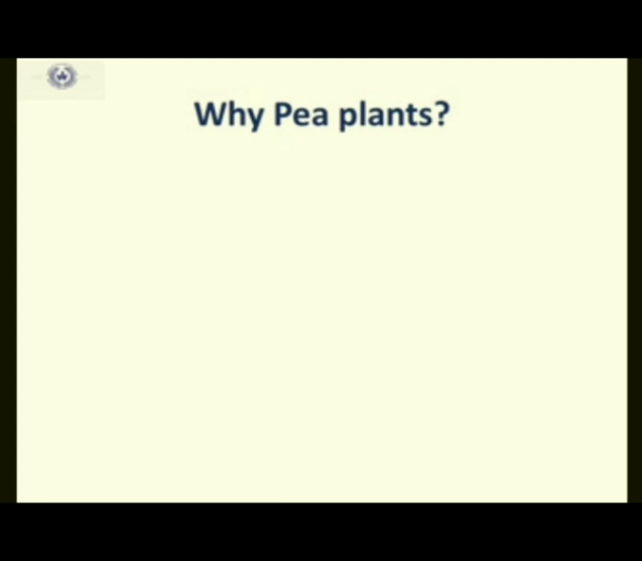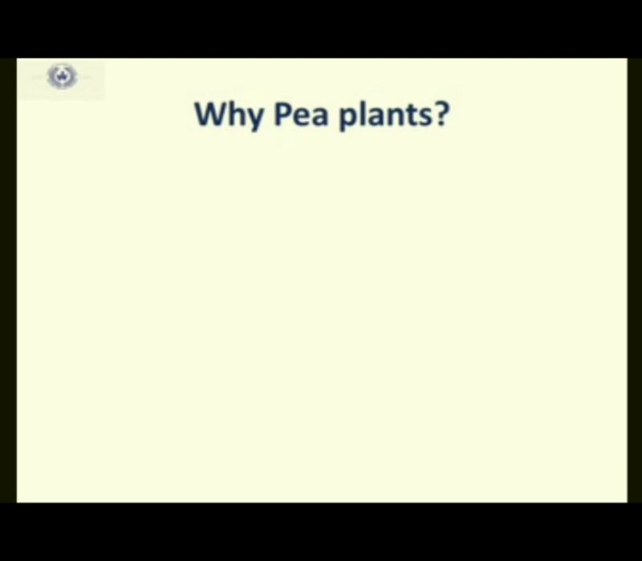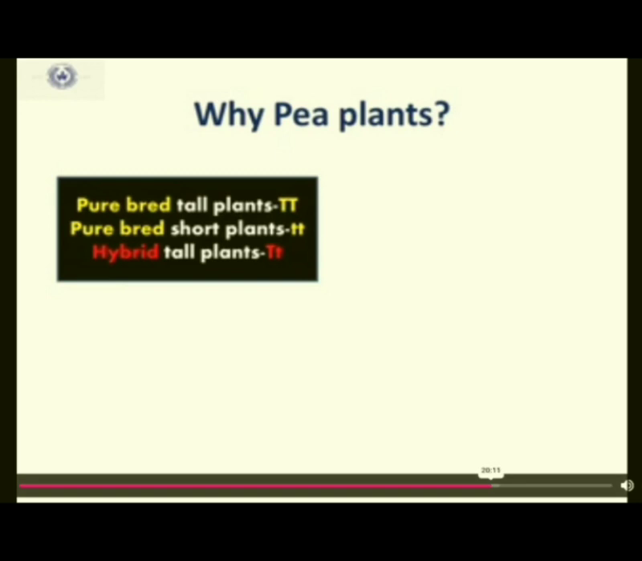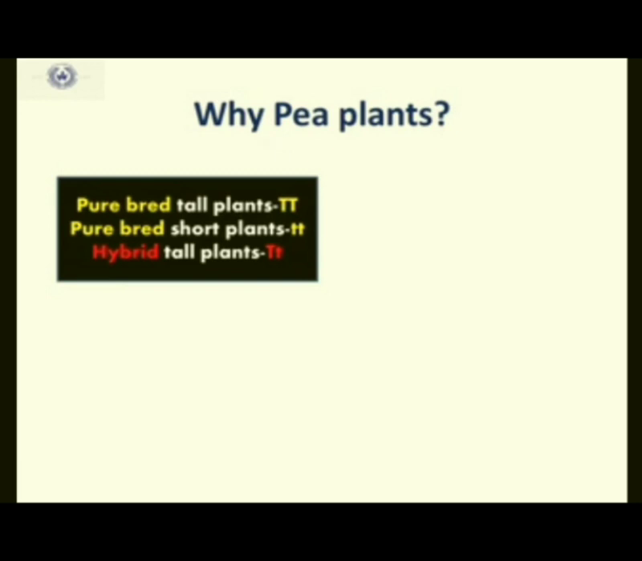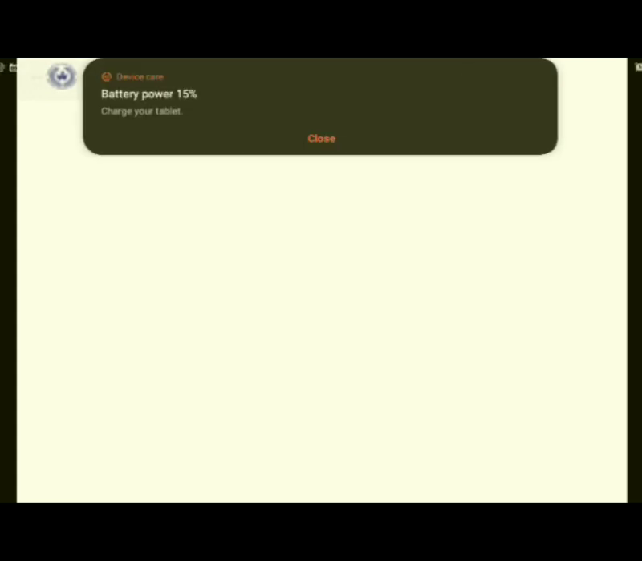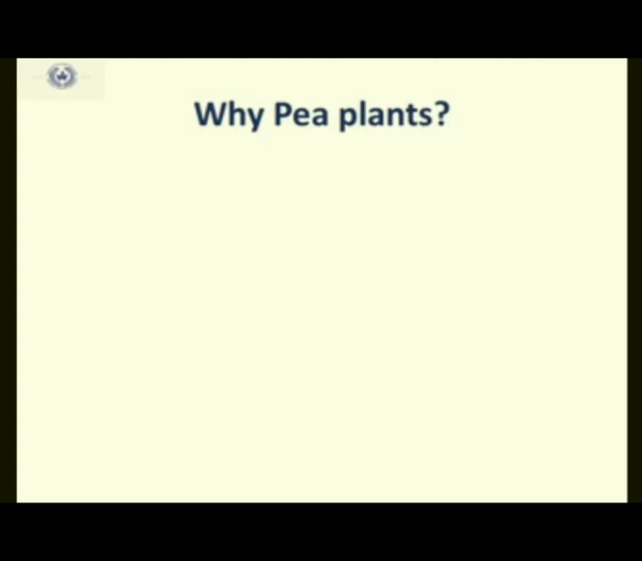Mendel selected purebred pea plants and hybrid pea plants for his experiments. What are these purebred and hybrid ones, children? Purebred ones are the homozygous ones and hybrids are the heterozygous ones. For example, purebred tall will have the genotype capital T capital T and purebred short plants will have the genotype small t small t, homozygous type. But the hybrid tall plants will have the genotype capital T small t, heterozygous condition.